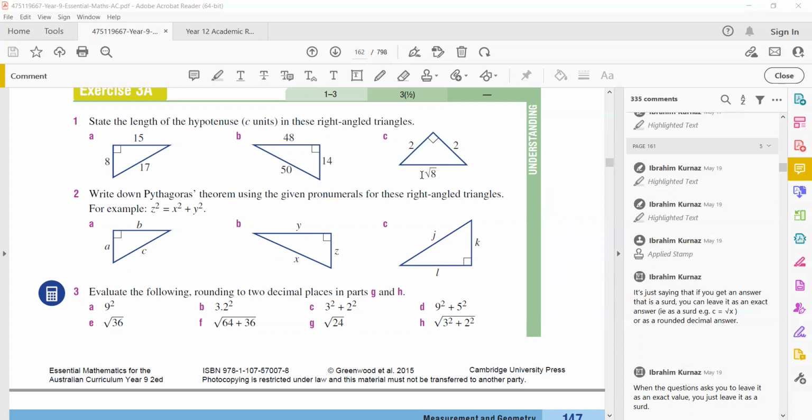And the next one is: write down the Pythagoras theorem using the given pronumerals. Pronumerals mean unknowns. A, B, C we don't know, right? These right angle triangles. Example: z squared equals x squared plus y squared. That is for this one. This one is different. They changed the letters to x and y and z, right? What is this one, Pythagoras? Can you write down? They just changed the A, B, C to different letters. Now, how do you write it? Can you write the Pythagoras theorem for that one?